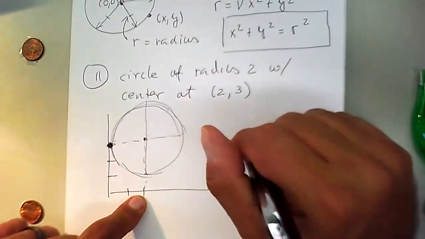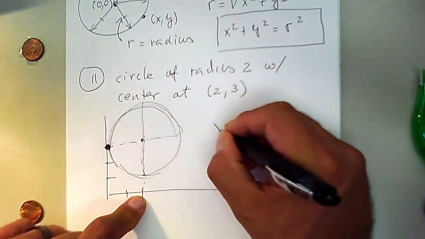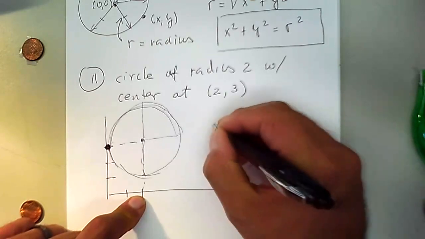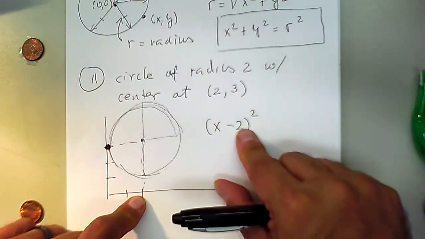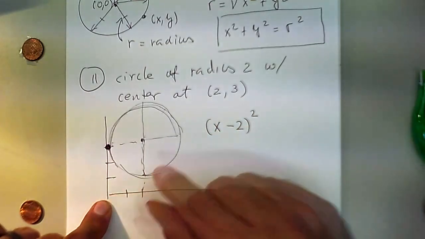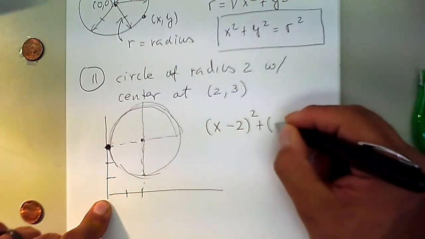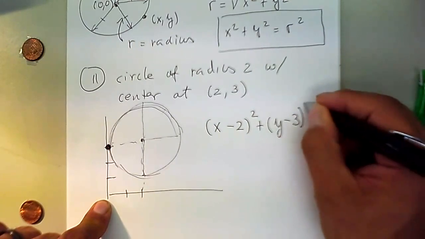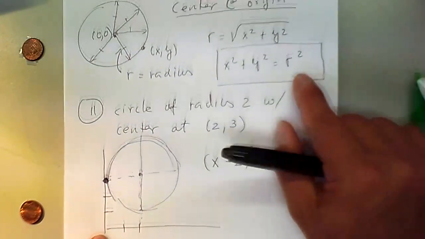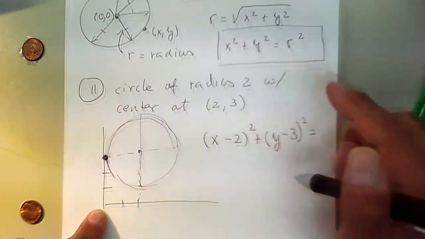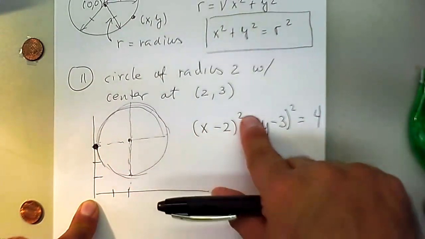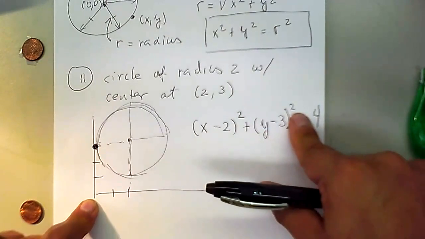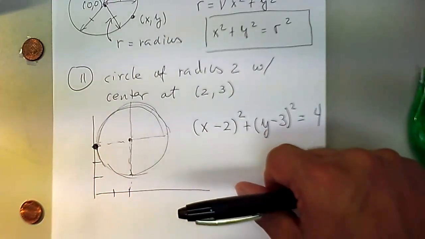But what is the equation? The equation is really x minus 2 squared. So that is what we label as a shift to the right from the origin, plus y minus 3 squared equals the radius squared, but the radius is 2, so that is a 4. x minus 2 squared plus y minus 3 squared equals 4.